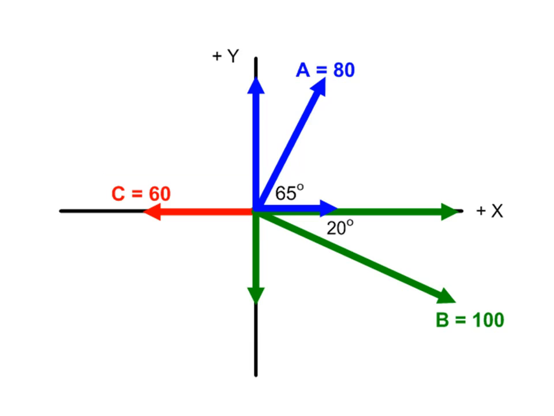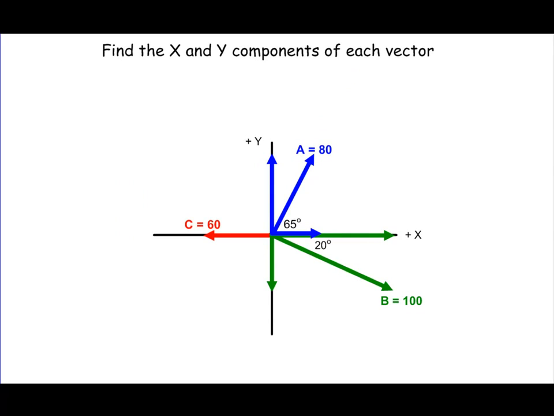Notice that there is no y component for vector C. Vector C lies entirely on the negative x-axis. So that is the value we'll be using when it comes time to use it.